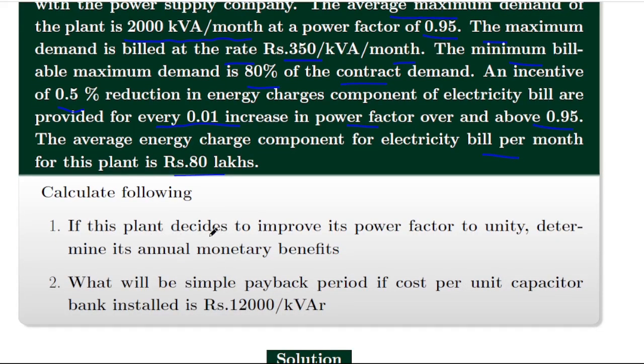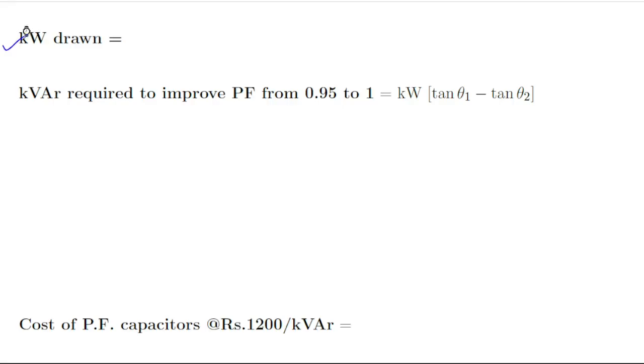If this plant decides to improve the power factor to unity, determine its annual monetary benefits. Second is, what will be the simple payback period if the cost per unit capacitor bank installed is Rs 12,000 per kVAr. Now coming to the solution part.